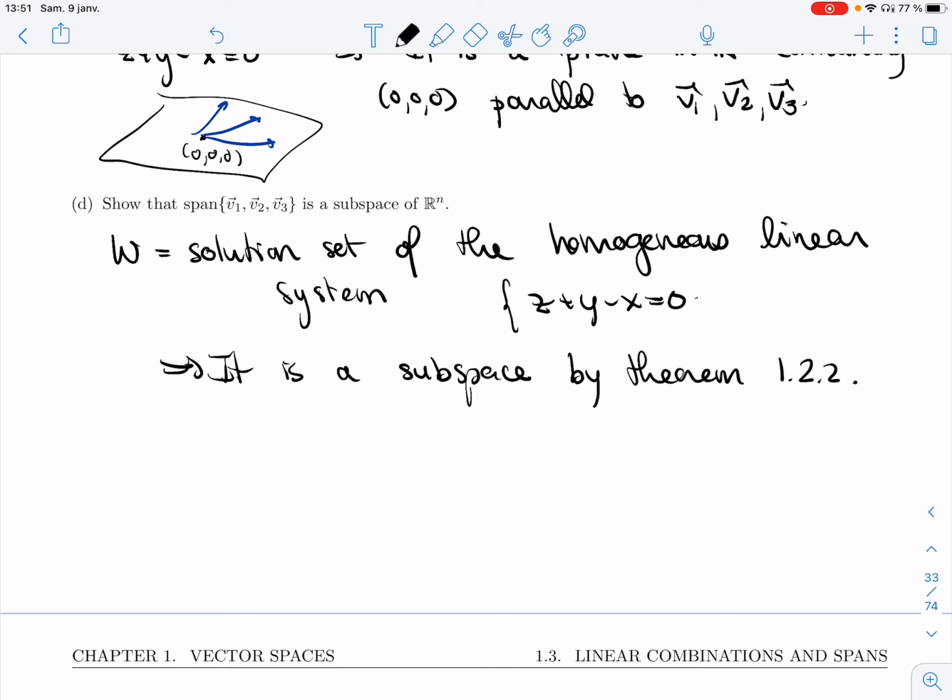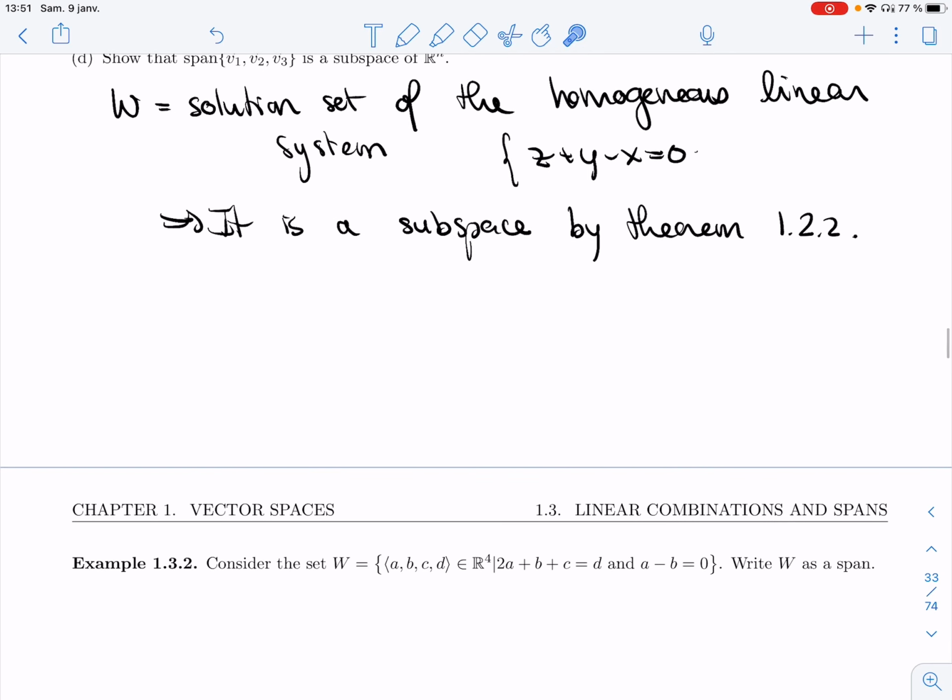All right, that's it for now. Next video, I'm going to look at example 1.3.2. We'll do one where we actually have a description with an equation instead of starting with a span.